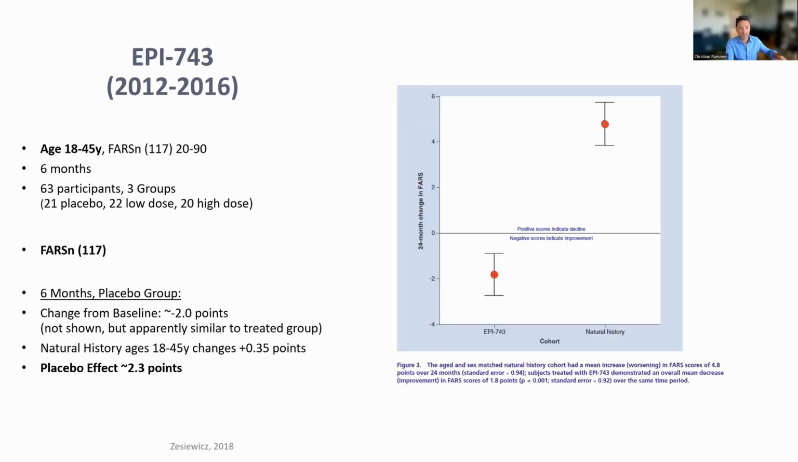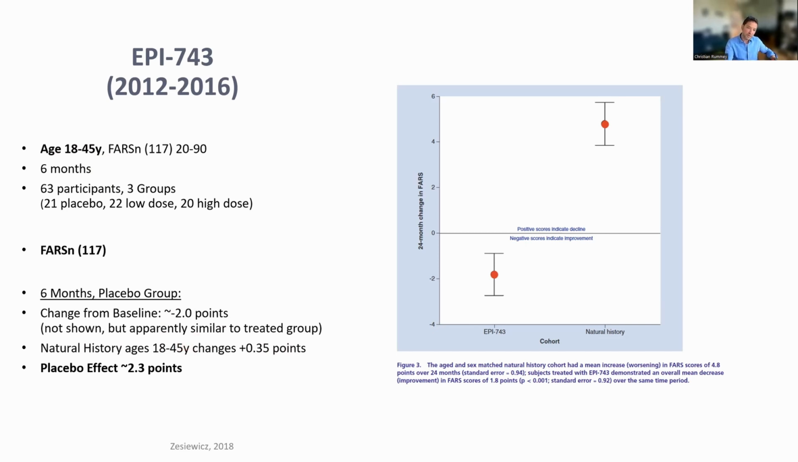Then there is a study that was done with the EPI compound. Today it's called vatiquinone. Come to that later. Again, very broad population, 6 months. And the paper manages to not mention the change from baseline in the placebo group, but you can actually infer it from other numbers. So it was about 2.0 points. And the natural history in this age changes by about 0.4 points. That's mostly or very much impacted by these old patients in the natural history study that show an improvement in the first year or so.